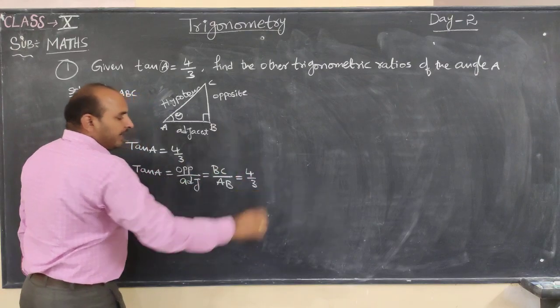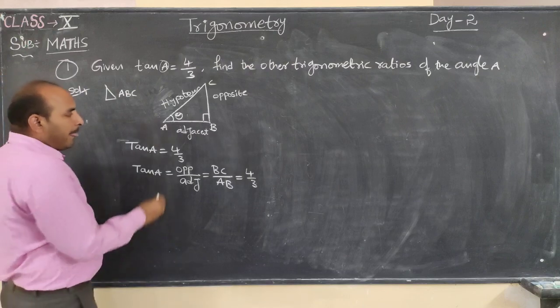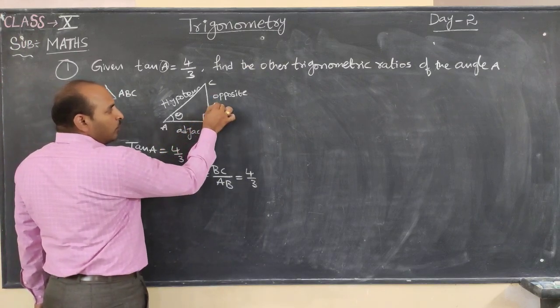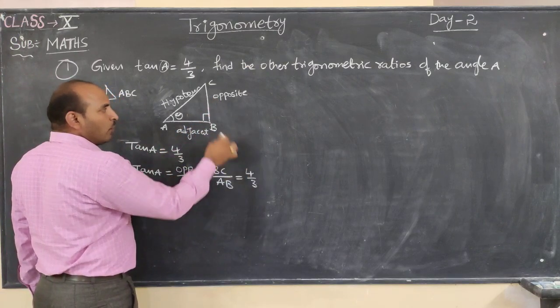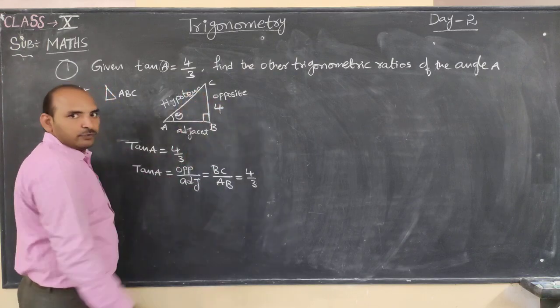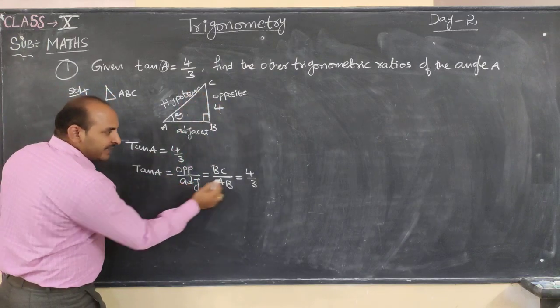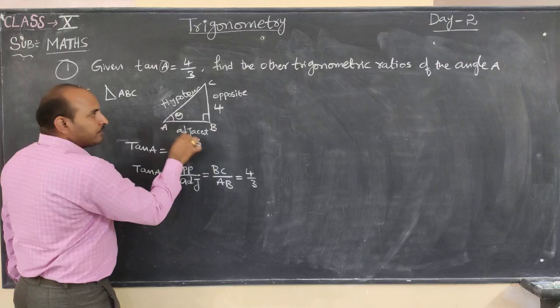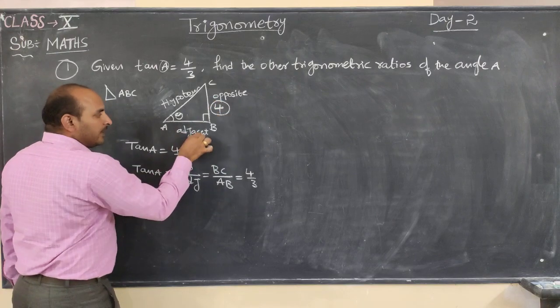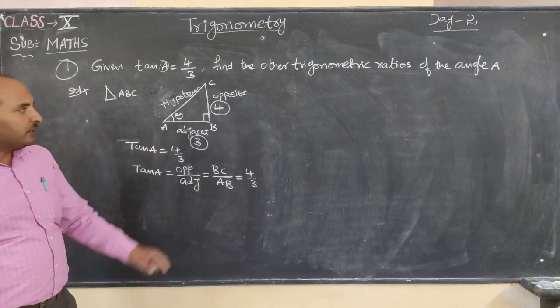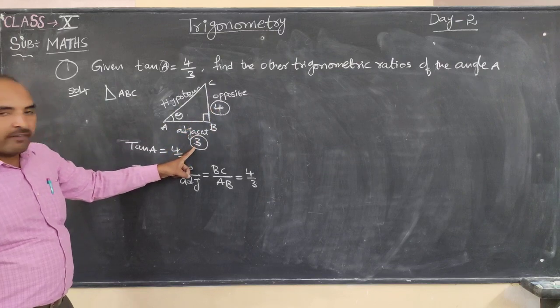Which is equal to, what is the value? 4 divided by 3. So clearly here the BC side is equal to 4. Opposite side value is 4. And adjacent side value is 3. This is 4, this is 3. Opposite side value 4, adjacent side value is 3.